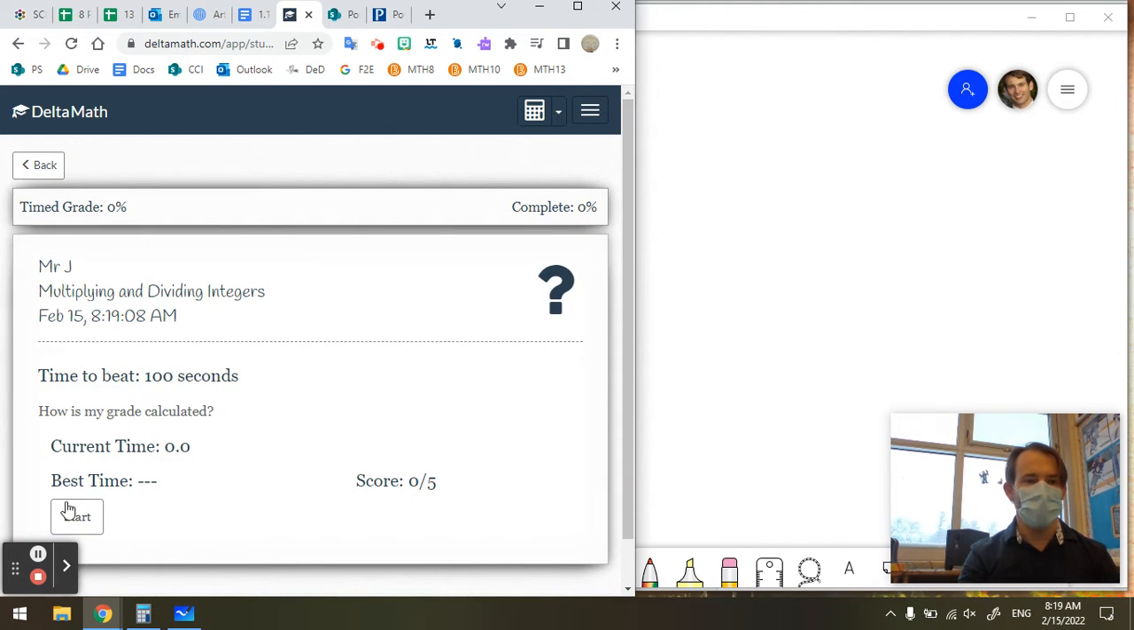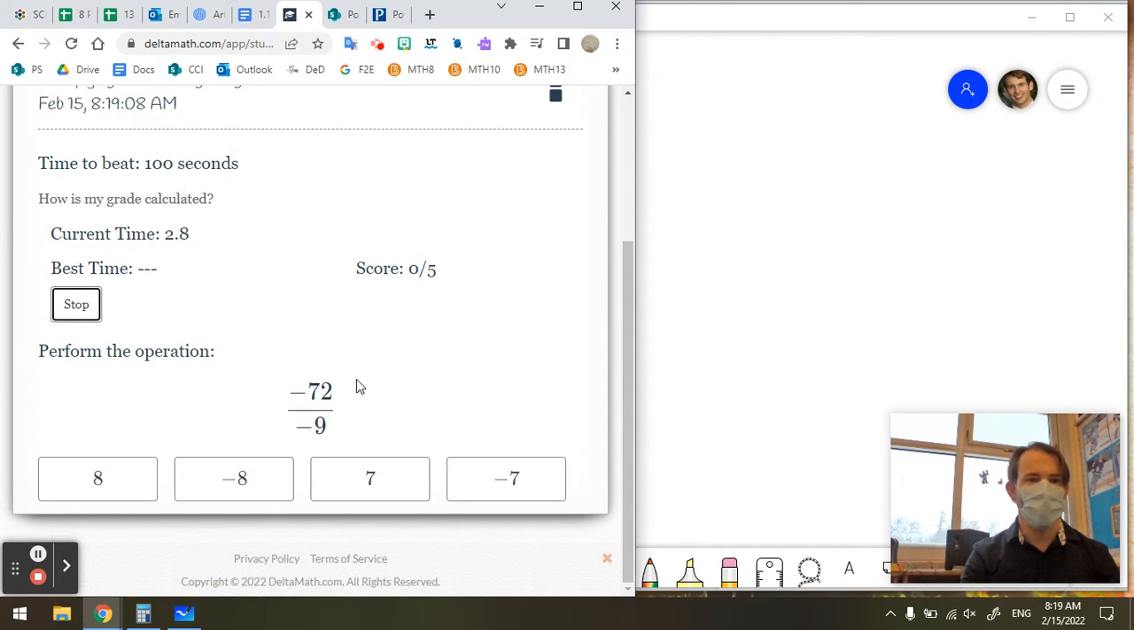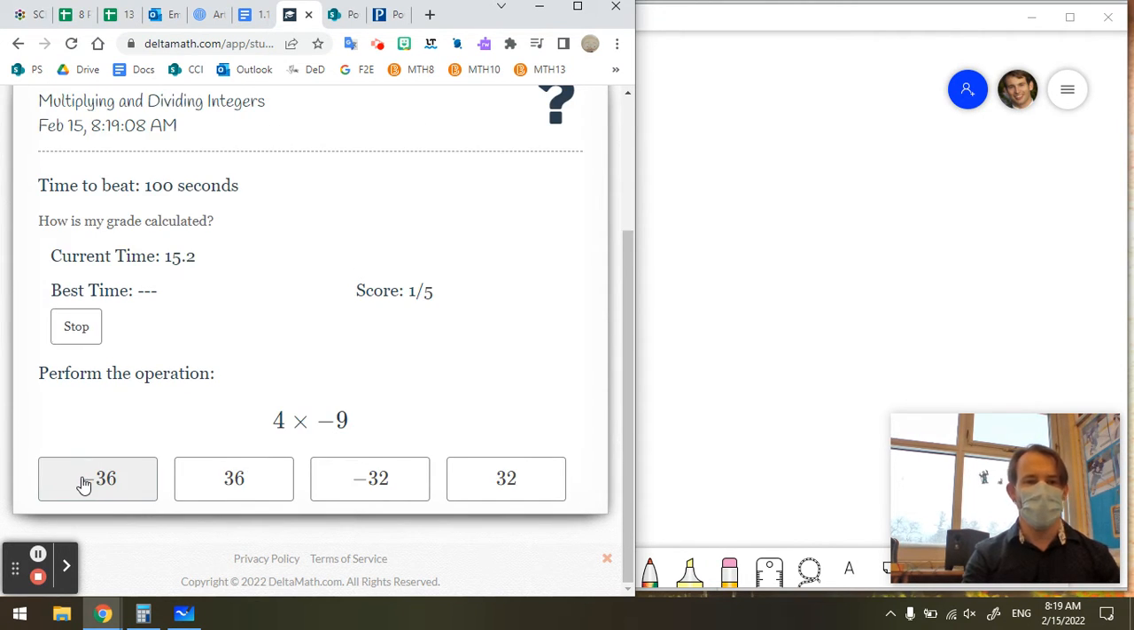Just going to get warmed up here with a bit of division and multiplication. So here, negative 72 divided by negative 9. A negative divided by a negative is going to cancel, so that's going to give me a positive answer. And 72 divides evenly by 9 8 times. And then 4 times negative 9. Here, multiplying a negative number.